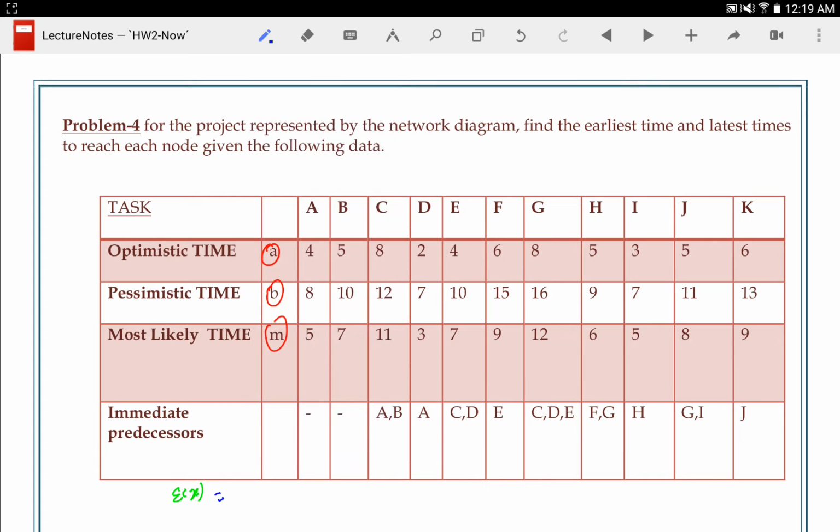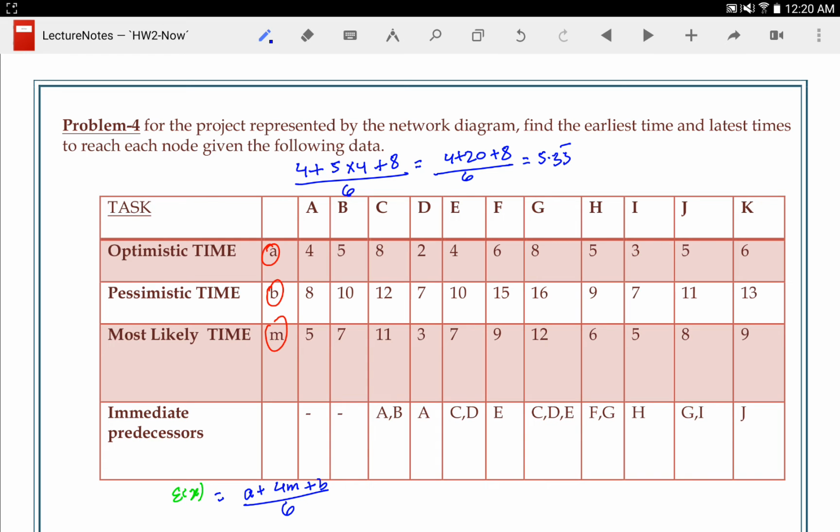which is given by, using all these numbers, A plus 4M plus B divided by 6. If you go ahead and do that, for activity 1A, that will be 4 plus 5 times 4 plus 8 divided by 6. So this is 4 plus 20 plus 8 divided by 6, which comes out to be 5.33.